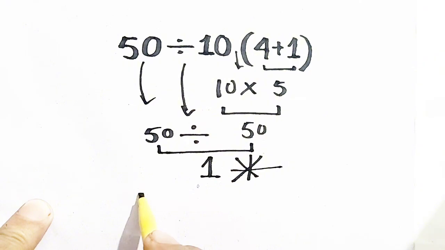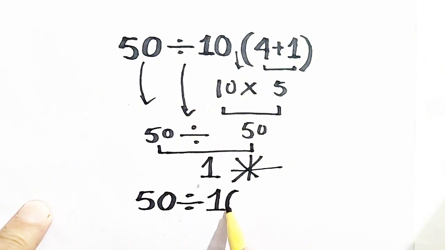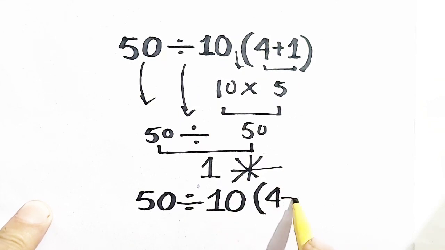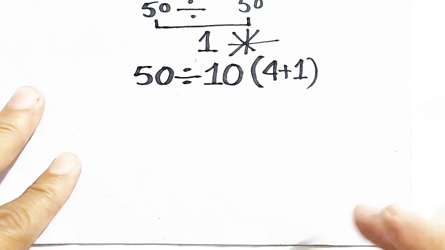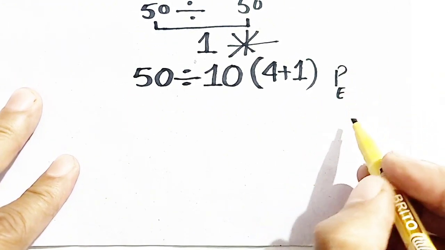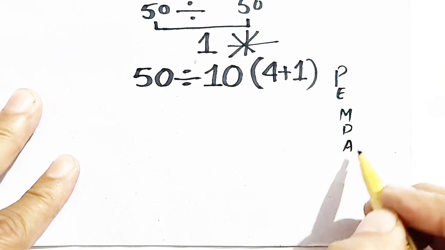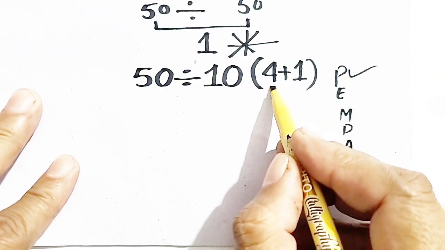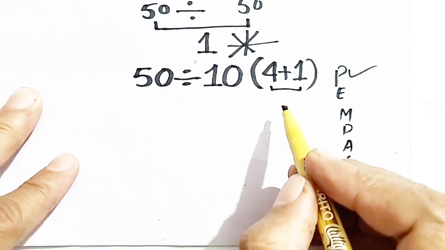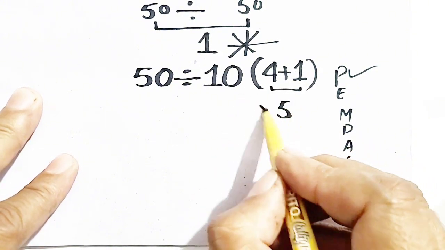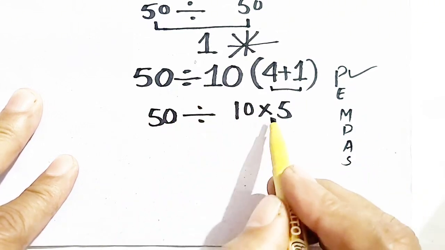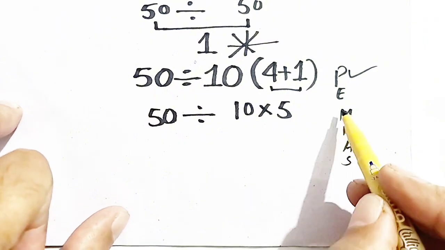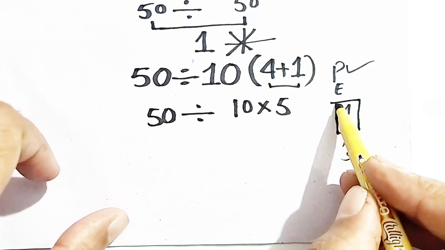So we have to solve 50 divided by 10 times 4 plus 1 by following the order of operations, which is PEMDAS. What is PEMDAS? It is parenthesis, so the first term is parenthesis, so 4 plus 1 is 5, and 50 divided by 10 times 5. Now, if you see, here is multiplication and division.